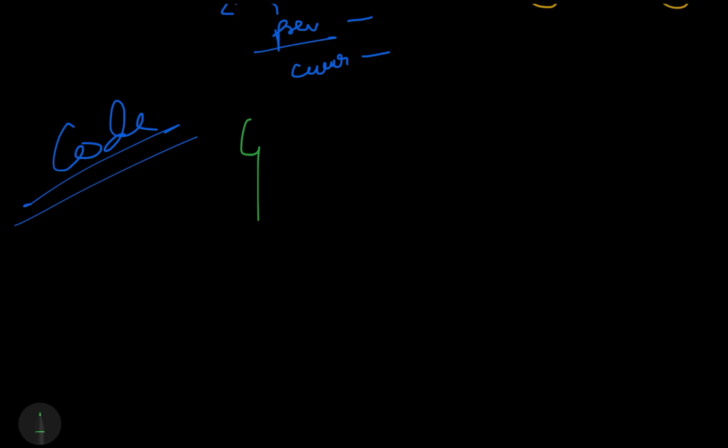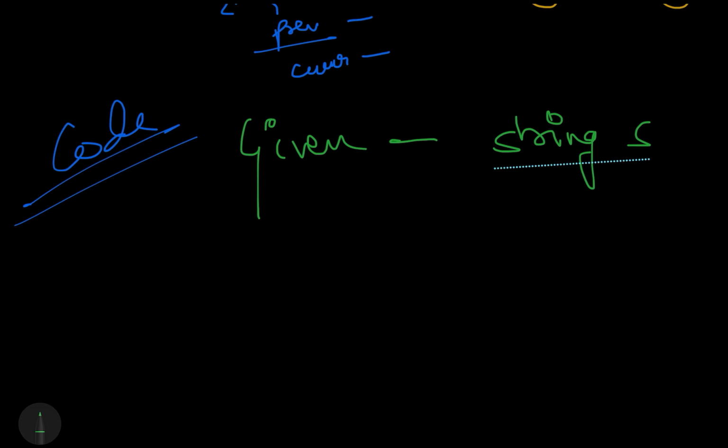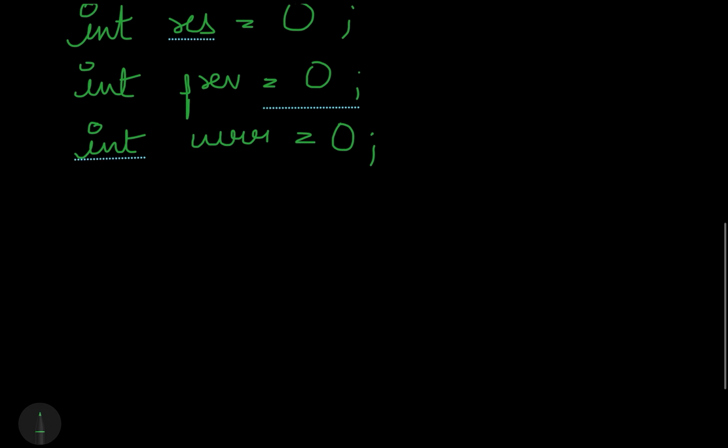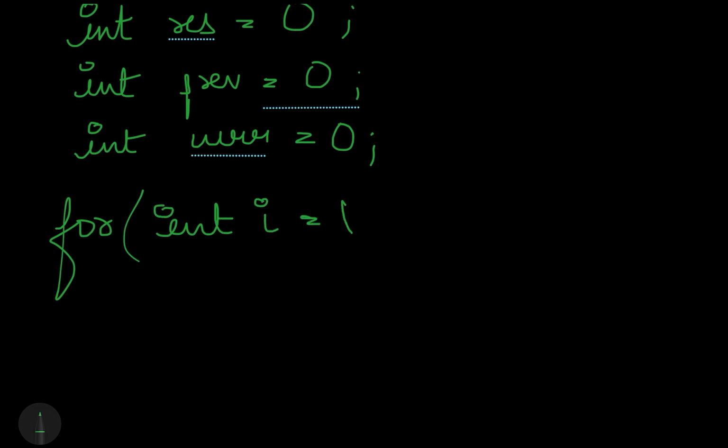What is given? A binary string, this binary string we have been given. So how can we do it? We can take a variable in which we'll store the result, which is the final count of the number of substrings. Then we can take variables in which we'll store our previous consecutive zeros and ones and our current consecutive zeros and ones. Then we can iterate from left to right, which is i equal to 1, i less than s.size(), i plus plus.